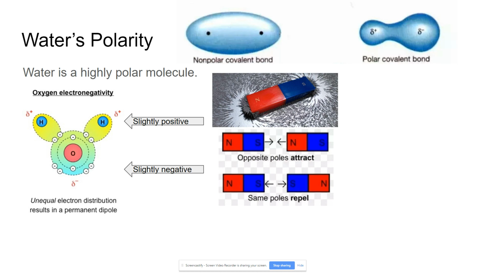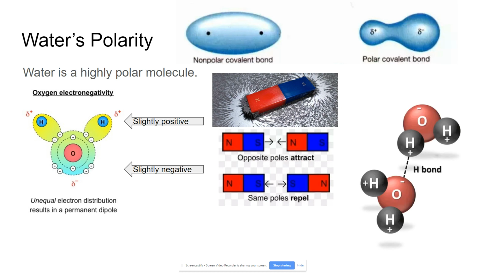So let's say you get a couple of water molecules together. The negative side of one water molecule is going to be attracted to the positive side of another water molecule. And this is going to create a very, very strong attraction that we call a hydrogen bond.